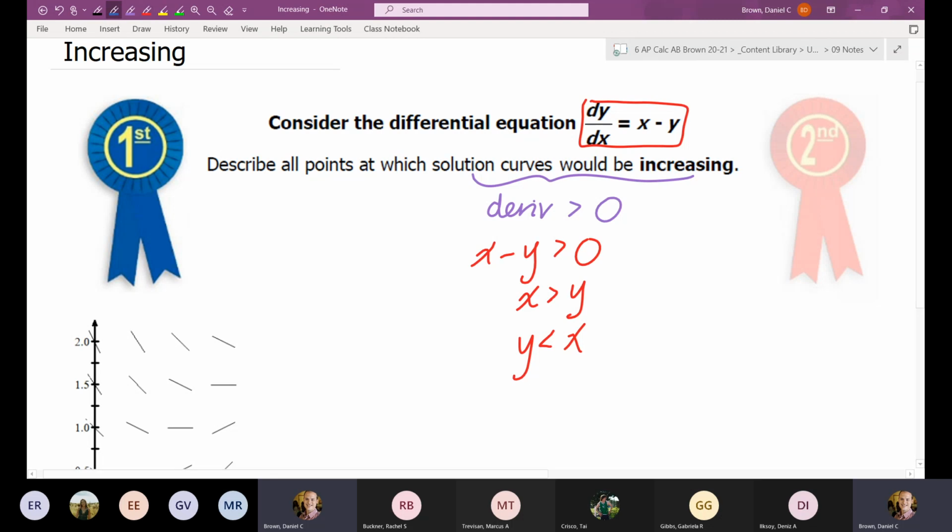So how am I going to describe it? Here's my fancy way of describing it. All points where that statement is true. There's other ways you could describe it as well. I'm going to go to the graph to show you a way that we can think about it.